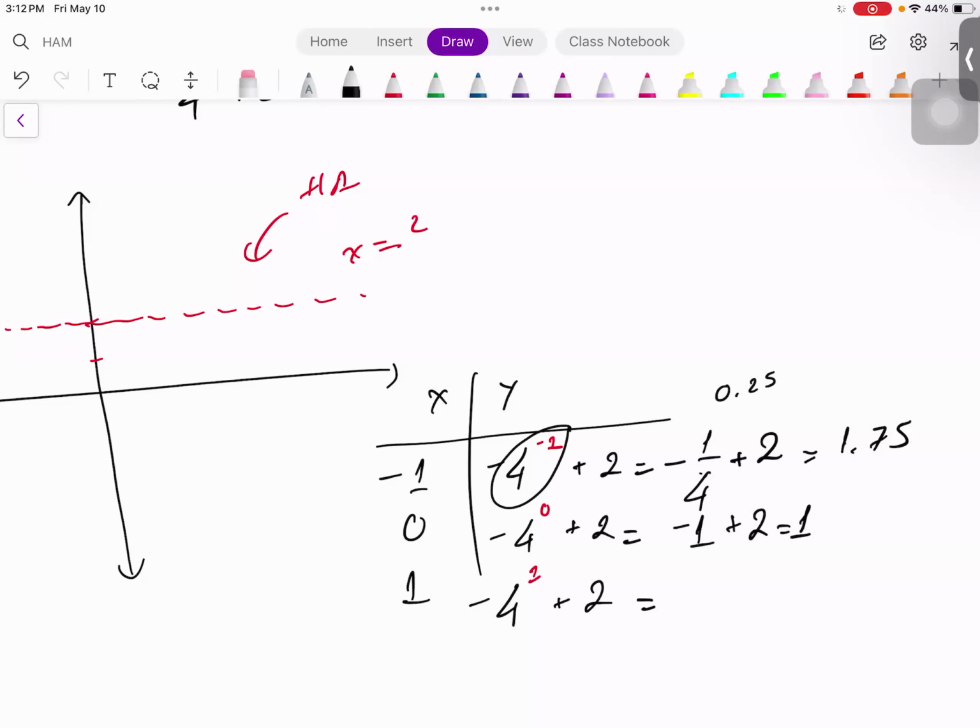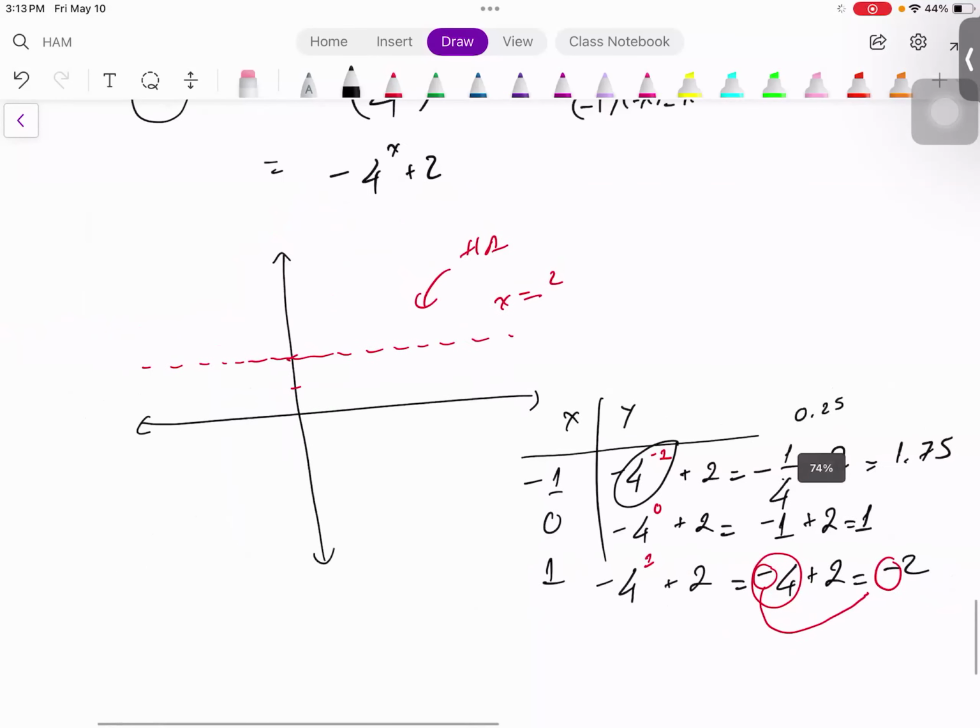So what is 4 to the power 1? 4. So I still have the negative in the front. Negative 4 plus 2 is 2 or negative 2? You keep the same sign as the bigger number, okay? The bigger number here is 4, so you need the same sign as the 4, which is negative. So negative 2. Now you have the 3 points ready.